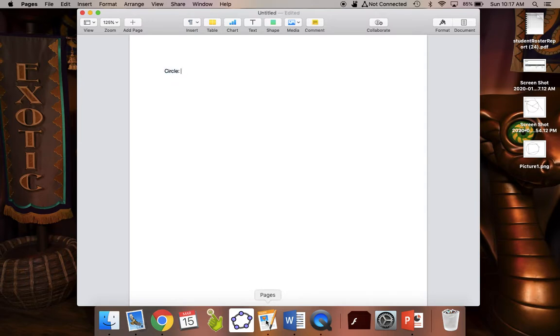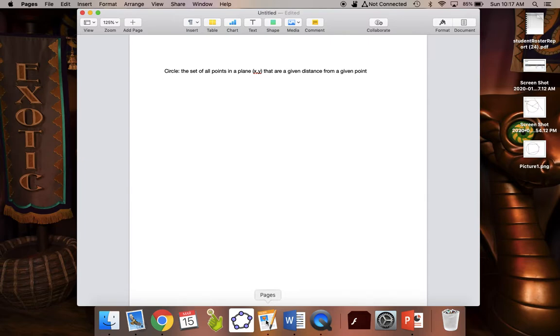A circle, we are going to say, is the set of all points in a plane. And when we say plane, we're thinking about like x comma y, so a flat graph, that are a given distance from a given point.